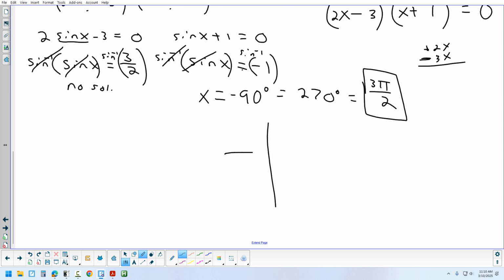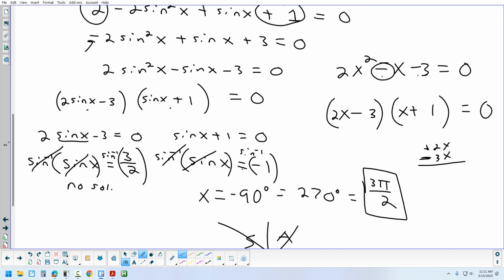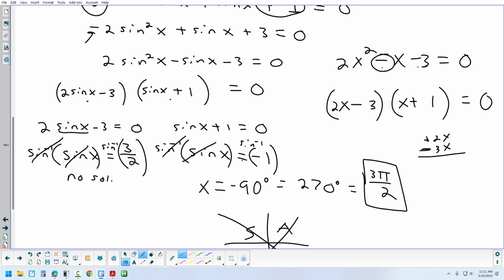Now, 270 degrees. Think about this for a second. Is 270 degrees in a quadrant? No, it's on an axis. Because it's on an axis, you don't need to worry about that term. If it was in a quadrant, then yes, we'd have to get into that. But for the first problem, because it's on an axis, don't worry about it. So 3 pi over 2 is your answer.